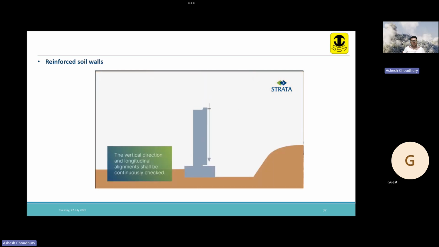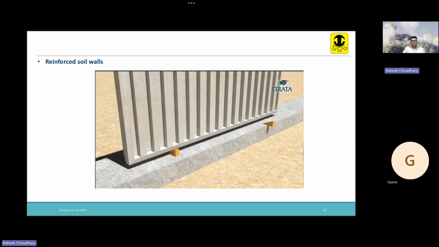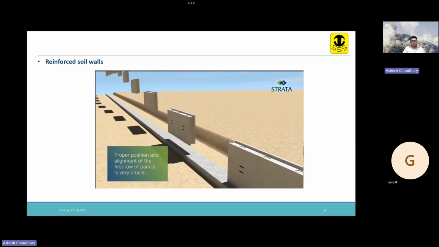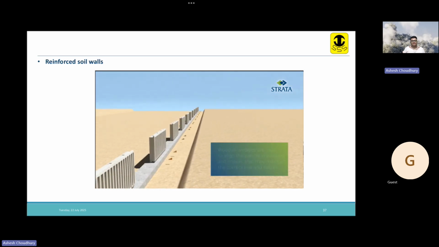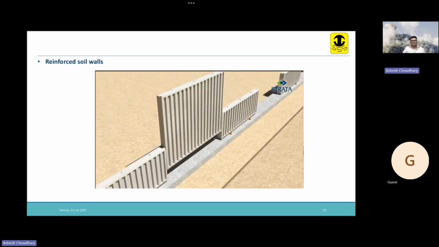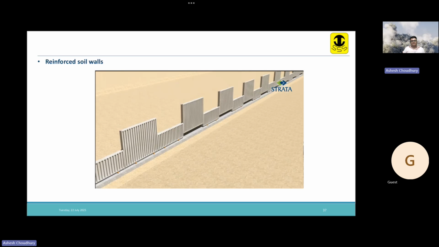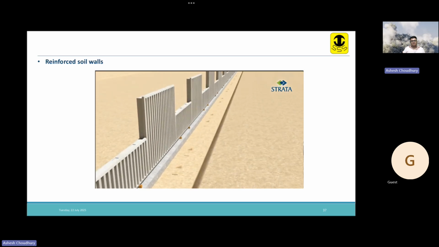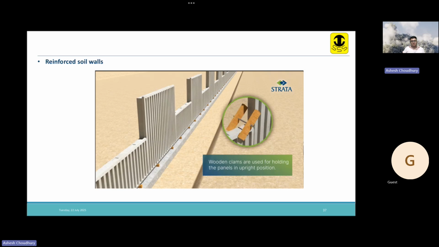The vertical direction and longitudinal alignments shall be continuously checked. Wooden wedges are used to align the panels in position and ensure that they maintain the correct line and batter. Wooden clamps are used for holding the panels in an upright position.